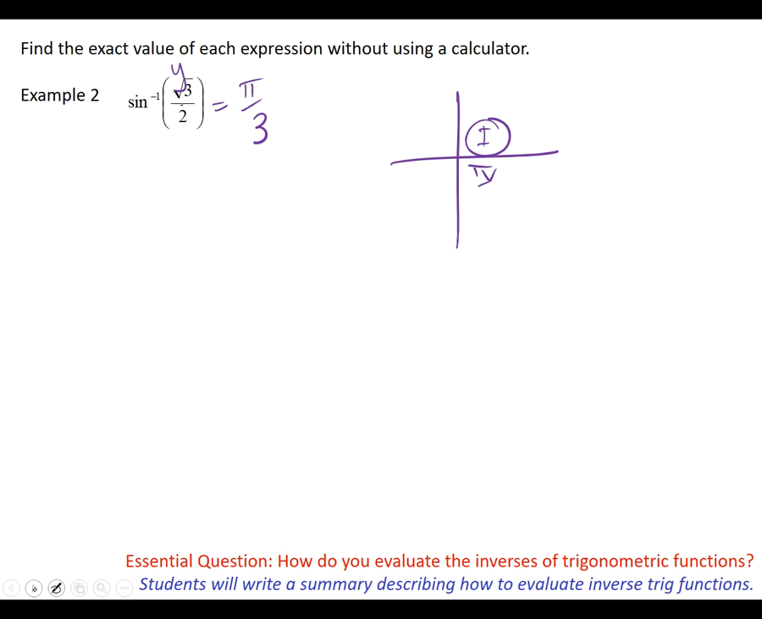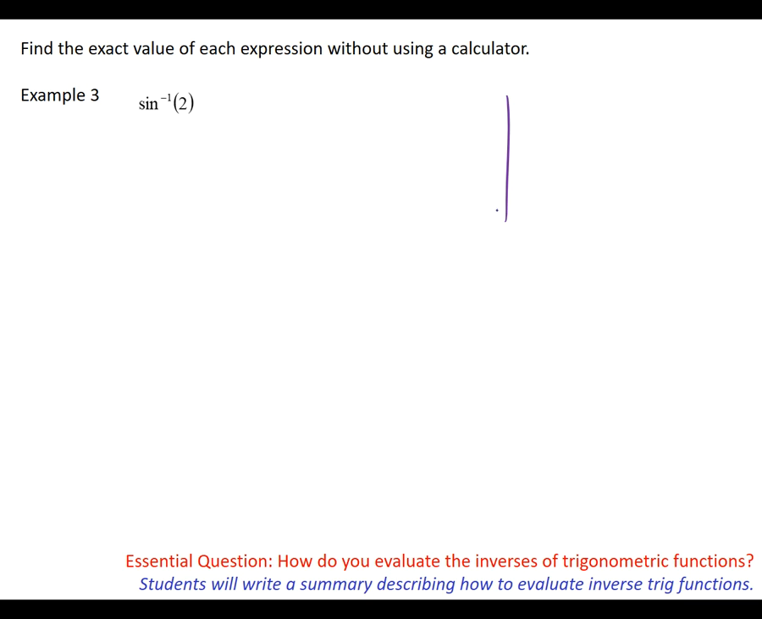Okay, they see it? Okay. Look at example 3. What quadrants is sine valid in? 1 and 4. This time it looks like we're looking for positive. So it should be in the first quadrant. Alright, is sine the x value or the y value? The y value always. Okay, look for your y value to be 2.